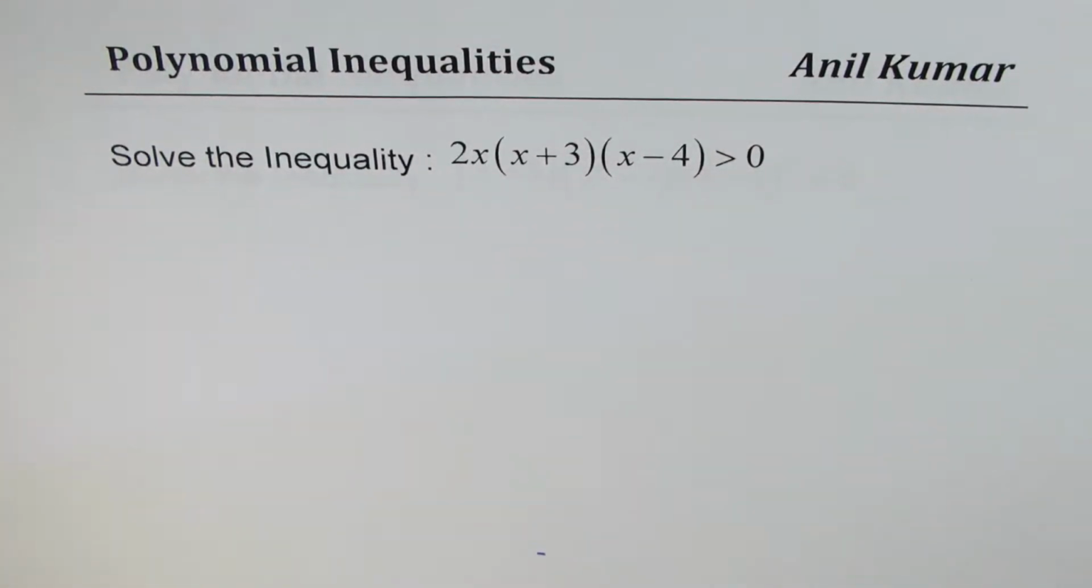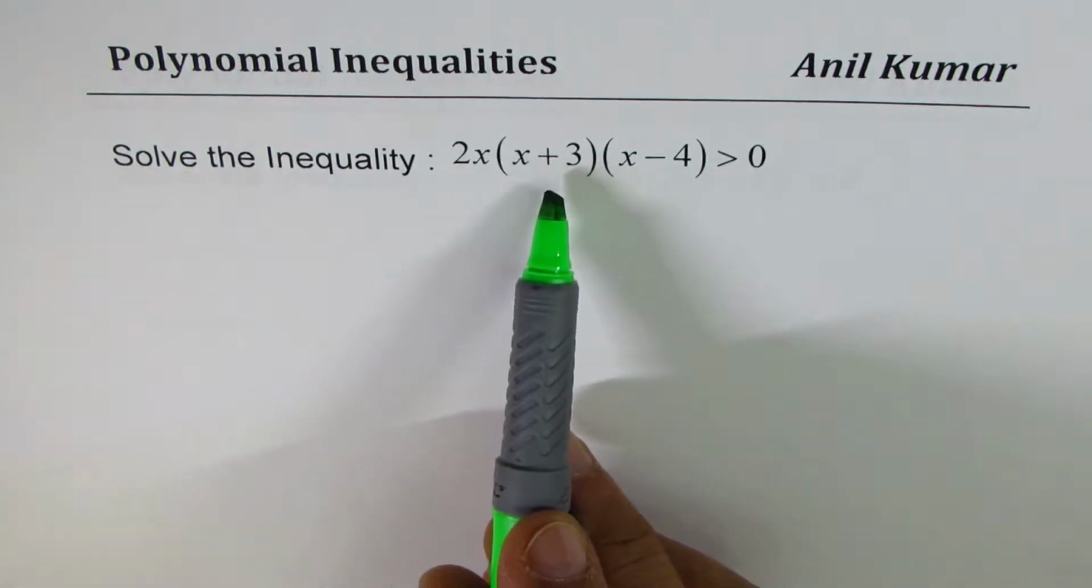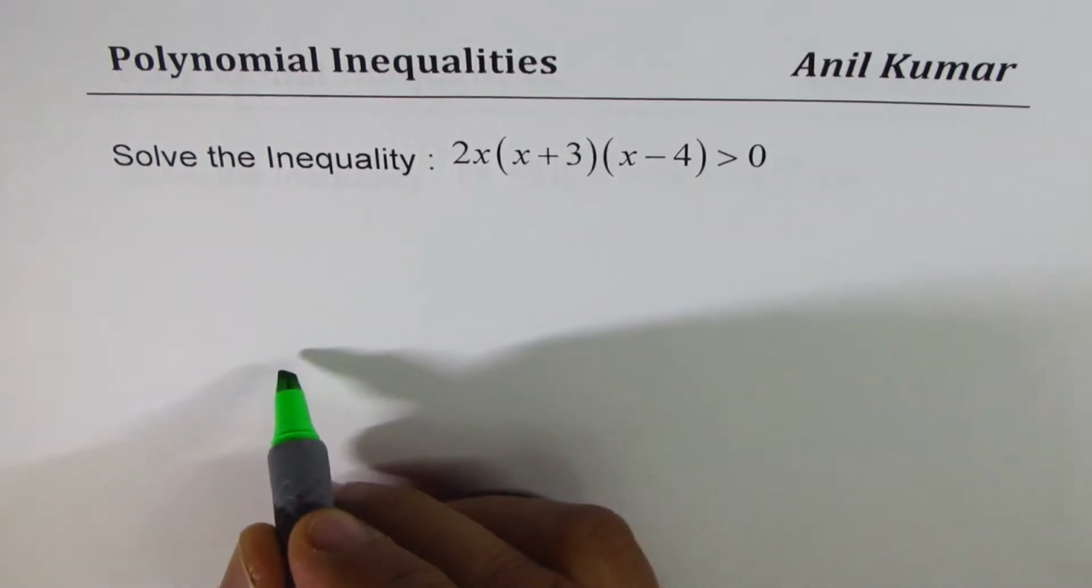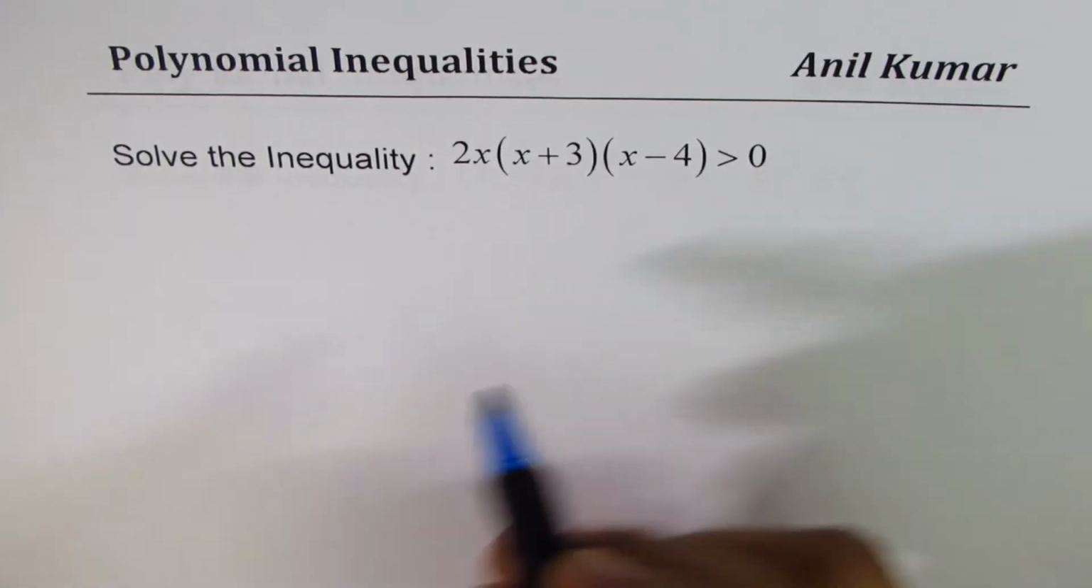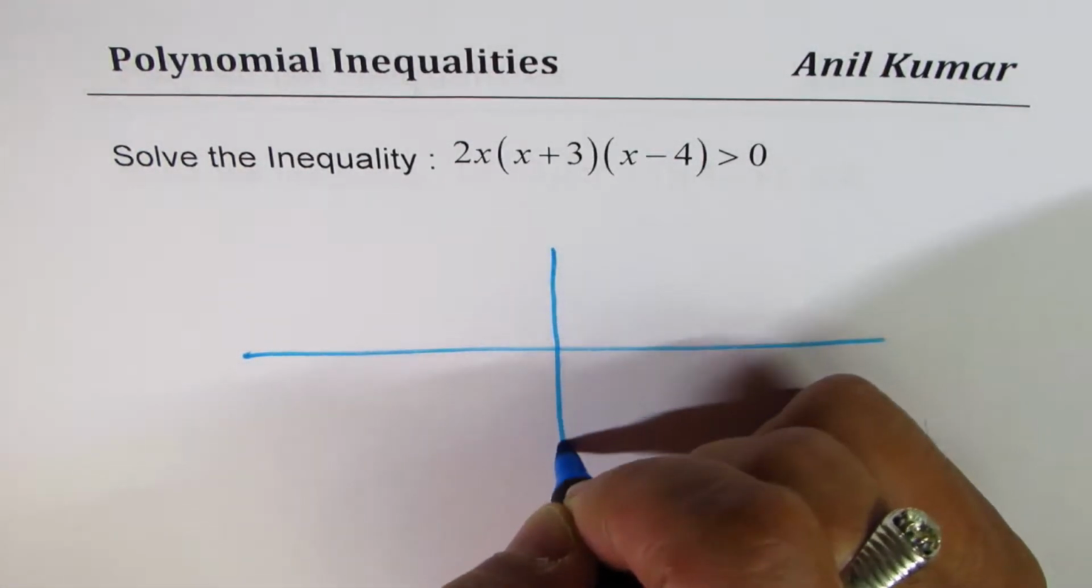I'm Anil Kumar, and in this video I will show you the method of solving polynomial inequalities with the help of graph. The question is, solve the inequality 2x times (x plus 3) times (x minus 4) greater than 0. So the idea is that we'll actually make a rough sketch and then solve the inequality.